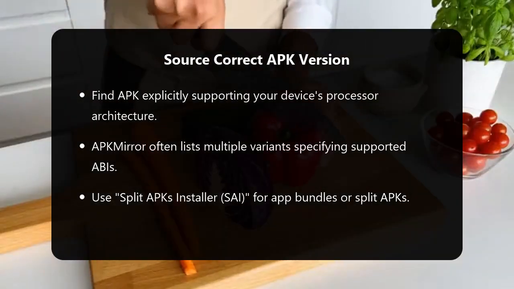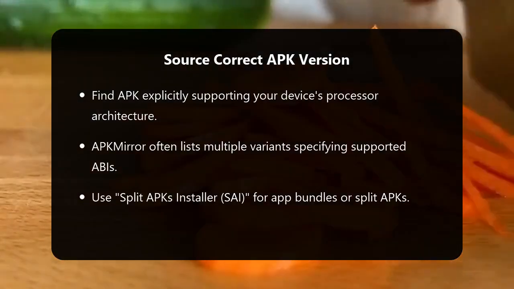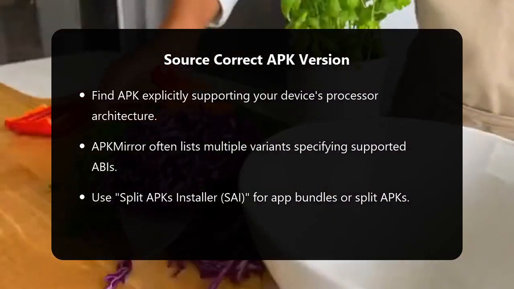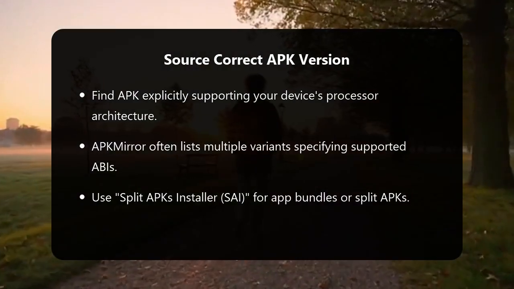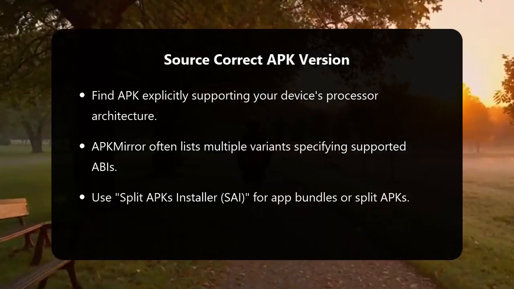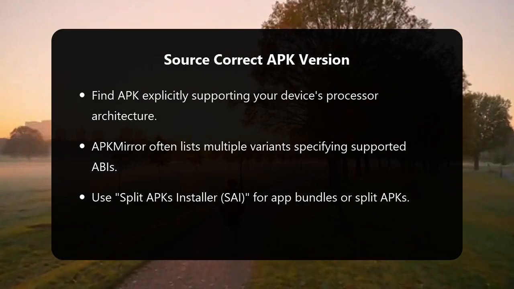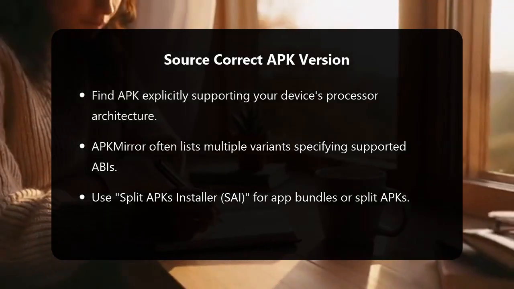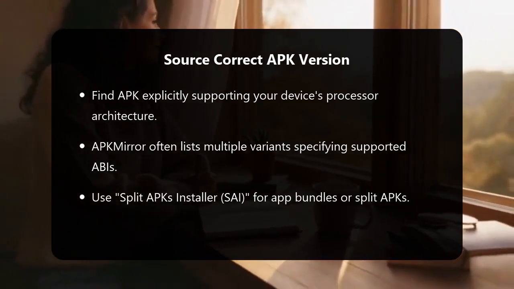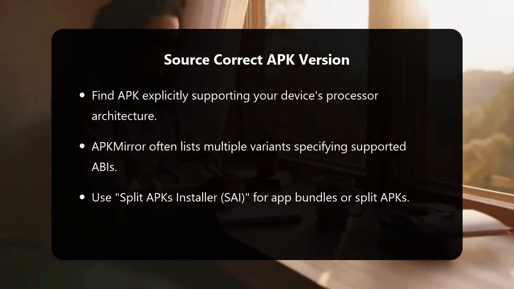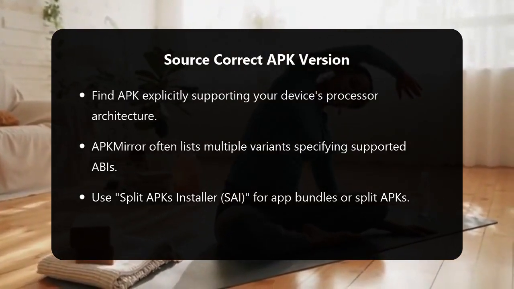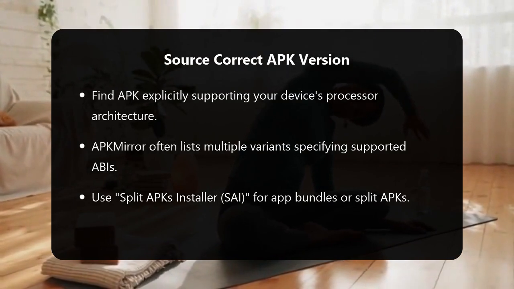If you're downloading from a site like APKMirror, you'll often see multiple variants of an app listed, each specifying the supported ABIs. Look for the version that includes your device's architecture. For instance, if your device is ARM64v8A, download the APK variant that specifies ARM64v8A. Sometimes, an APK might be a universal package containing libraries for multiple ABIs, but these are larger and less common for sideloading specific older versions. Be cautious and always prioritize the specific ABI match.